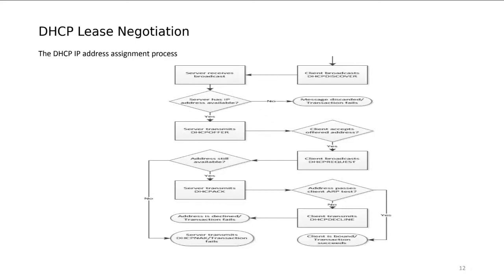If the server does not have an available IP address, it will discard the message. Okay. So here when we say the server has an IP address, this is the only server that will respond. Because you send a broadcast, many servers will receive the message. The one who has an address will respond.